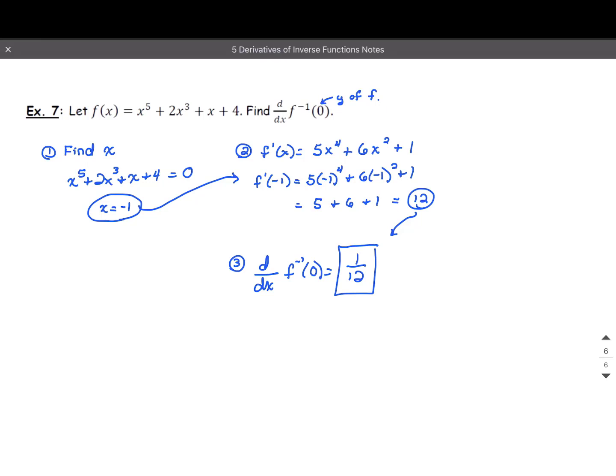So there we are. We found how to find the derivatives of inverse functions without having to find the inverse itself, because sometimes it's really hard to switch the x and y's and solve for y. You find the matching x value, find the derivative at that x value, and then take the reciprocal.